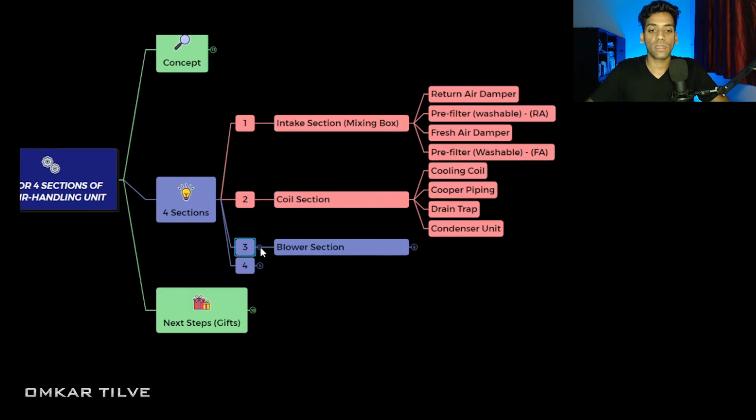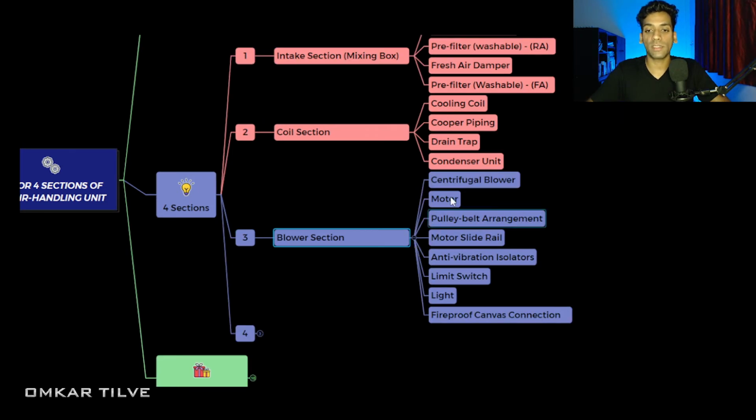Now we'll see the third section, which is the blower section. Now the blower section consists of a centrifugal blower, motor, pulley belt arrangement, motor slide rail, anti-vibration isolators, limit switch, light, and fireproof canvas connection, which is a flexible canvas connection.